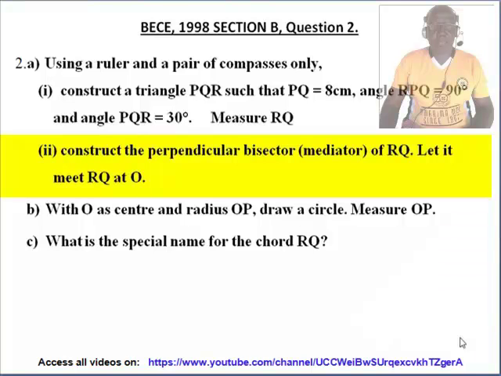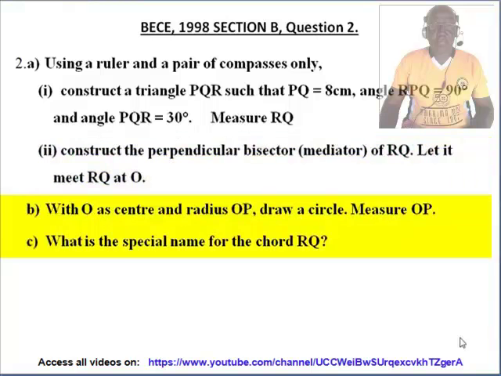2a. II. Construct the perpendicular bisector (mediator) of RQ. Let it meet RQ at L. 2b. With O as center and radius OP, draw a circle. Measure OP. 2c. What is the special name for the chord RQ?